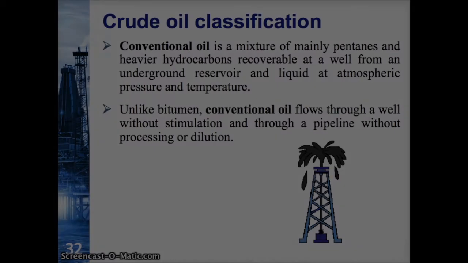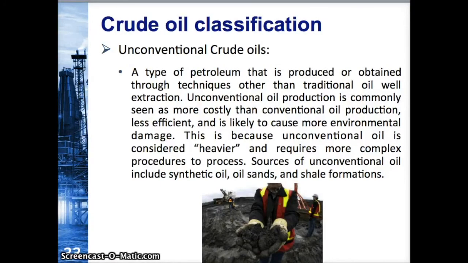Unconventional crude oils are a type of petroleum that is produced or obtained through techniques other than the traditional oil well extraction methods. Remember we talked about the oil window a couple of slides back, where organic compounds under correct pressure and temperature, between 80 and 220 degrees, will produce oil and gas. Also, we talked about the things that were not cooked properly would produce tar sands, shale, items of that nature. That's what you're talking about when you're talking about unconventional crude oils.